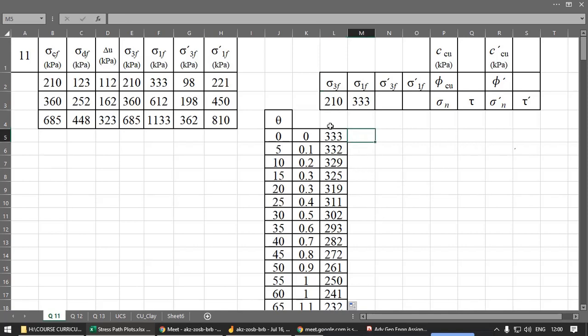Now here, this is sigma n, normal stress. And we now have to calculate the shear stress. So what is the shear stress? We can simply copy this part, Control C, escape, and we put it there, and we put an equal sign here, and cos will change to sine, multiply.